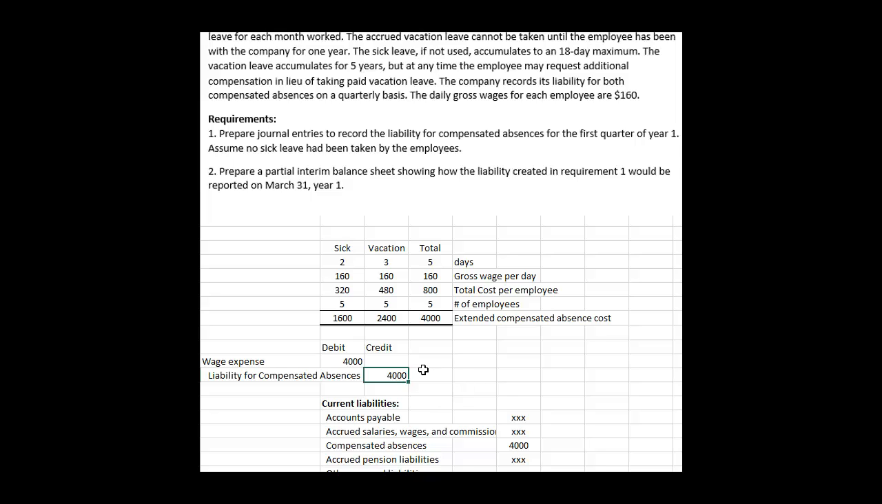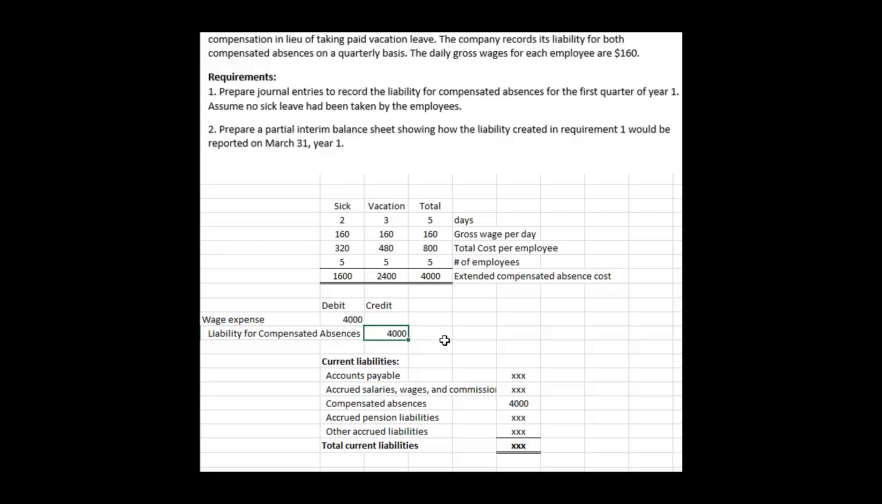So it's that simple. And the second part of the problem says, okay, well, tell me what the balance sheet would look like relative to that liability at the end of the quarter. So we'd show up in our current liabilities. We would list all the current liabilities like accounts payable, salaries payable, and here you can see compensated absences. So it becomes one simple component of the current liabilities.